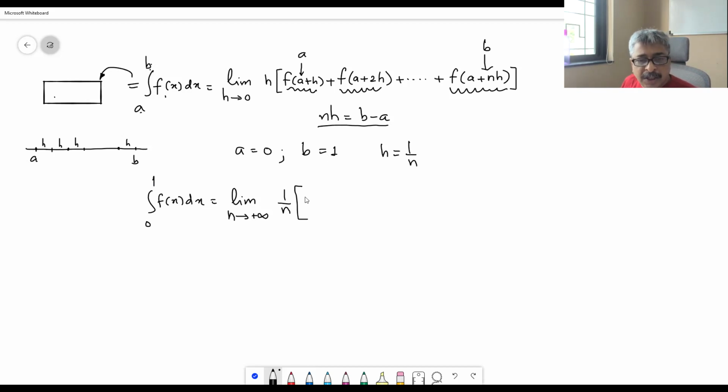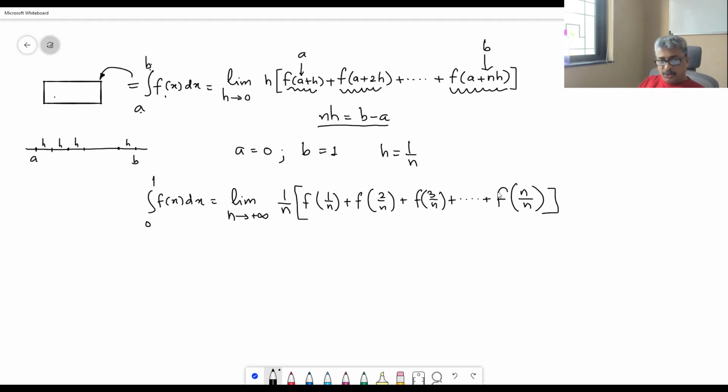A is 0, so it is f of 1 upon n plus f of 2 upon n plus f of 3 upon n plus dot dot dot plus f of what? N upon n, practically. Do you appreciate this? N upon n. I am not going to write it as 1, but it is n upon n, where this n is tending to plus infinity.